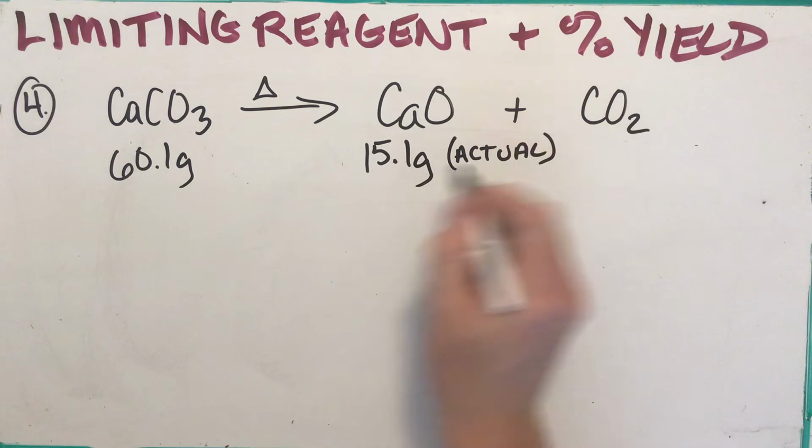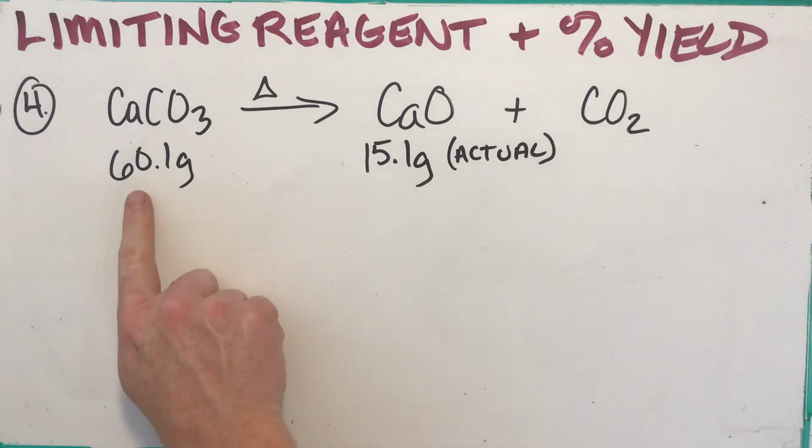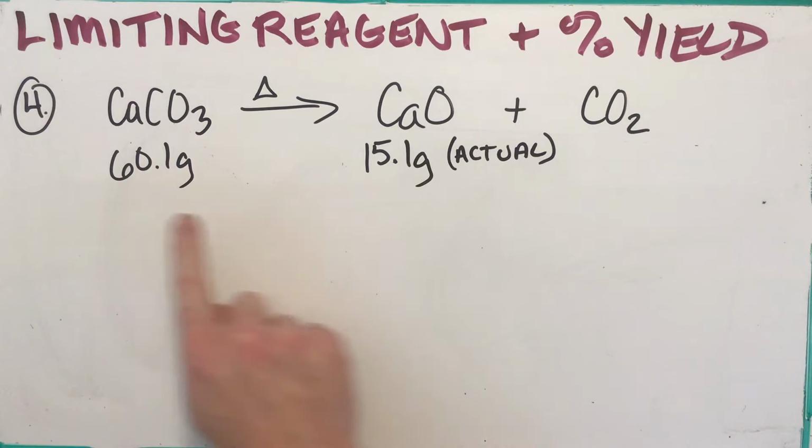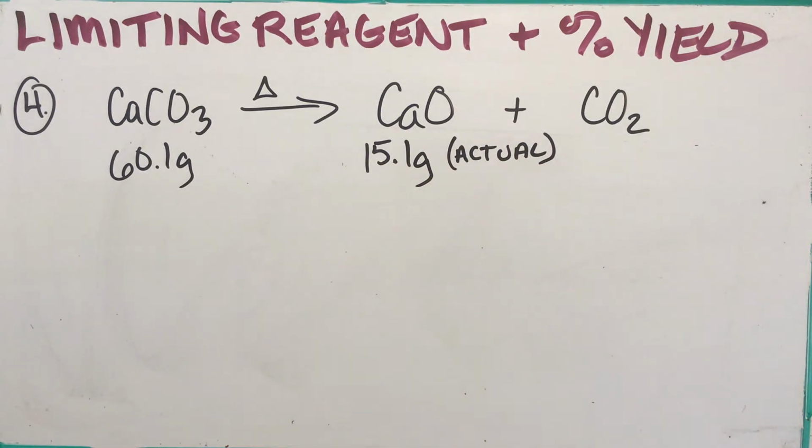That's what I actually got when they did it in the lab. It says in the question. And it wants to know what is my percent yield for this. So if in the lab I take 60.1 grams of this, and I actually got in the lab 15.1 grams of the calcium oxide, then what is my percent yield? So what I have to find here is my theoretical yield, right? My perfect or ideal yield that has no loss involved in it whatsoever.